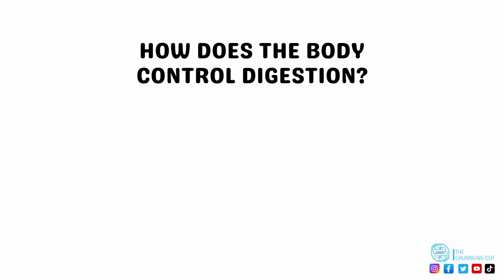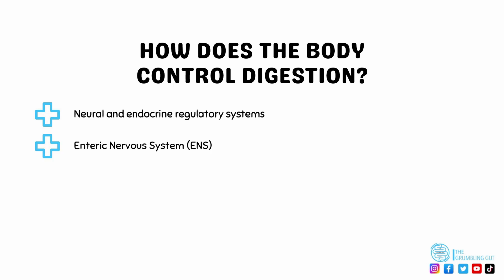So the body has 2 main regulatory systems for digestion. These systems are known as the neural and endocrine regulatory systems, which work together to stimulate the activity needed for mechanical and chemical digestion. So the nerves are connected to your central nervous system, which consists of your brain and spinal cord. These nerves connect to the digestive system and can stimulate it to prepare it for digestion.